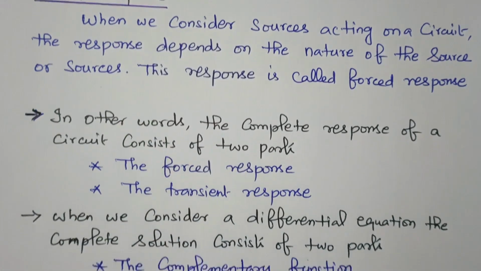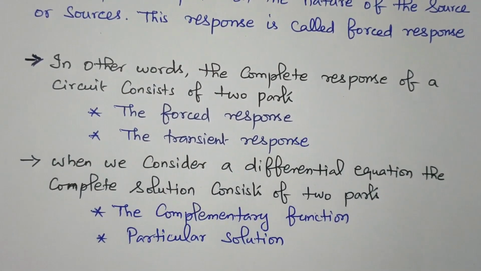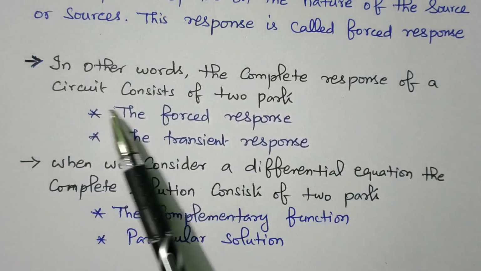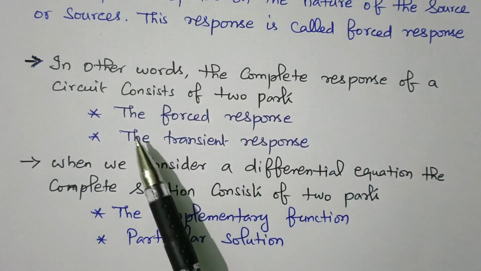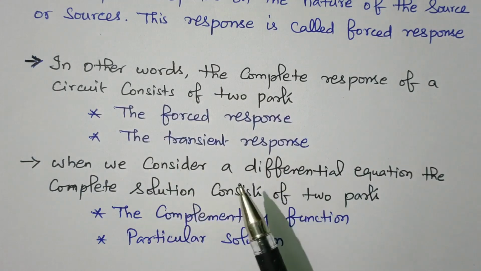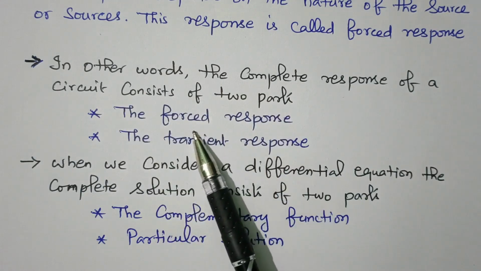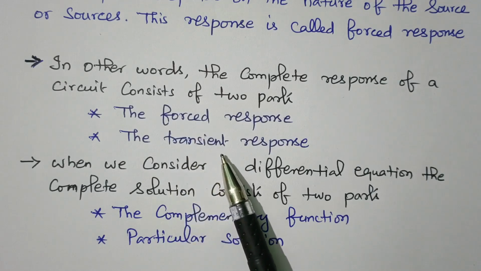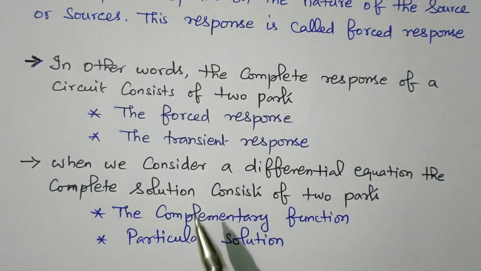Right. Now the final conclusion. In other words, the complete response of the circuit consists of two parts: forced response and transient response. Forced response is due to sources. Transient response is due to storage elements changing from one state to another state.